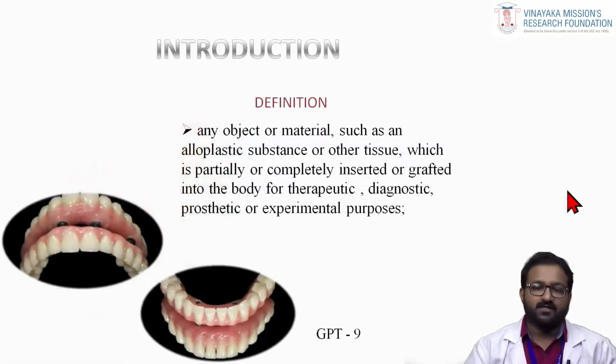So the introduction, coming on to the definition of what is an implant. An implant is any object or material, such as an alloplastic material or other tissue, which is partially or completely grafted or placed, inserted into the body for therapeutic, diagnostic, prosthetic or experimental purposes.